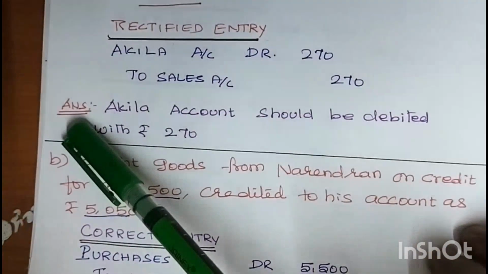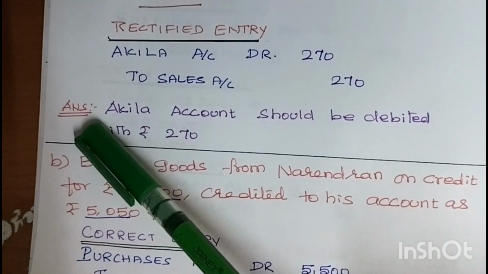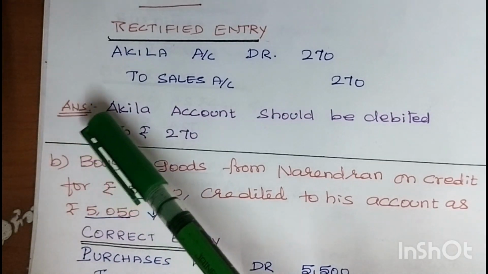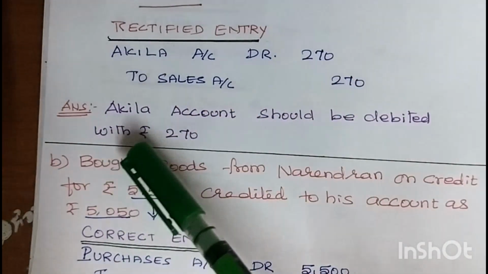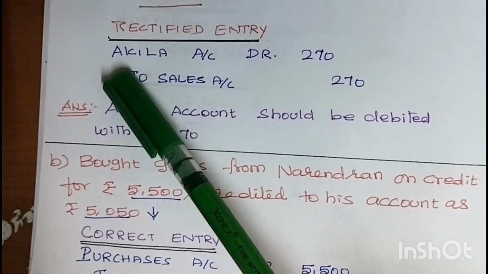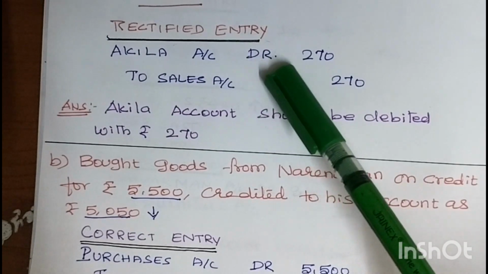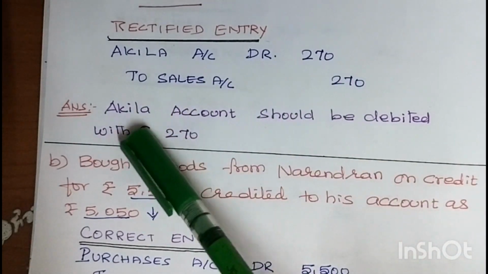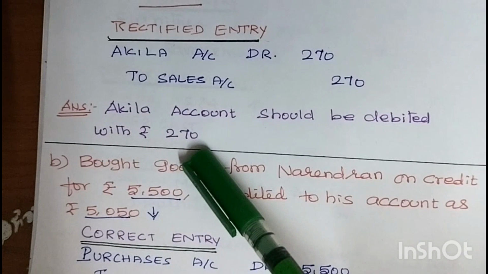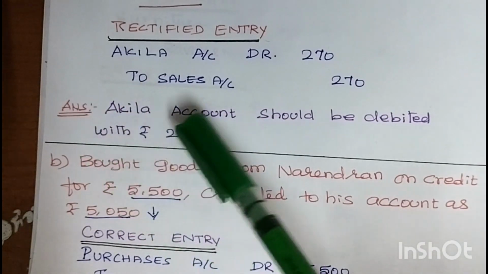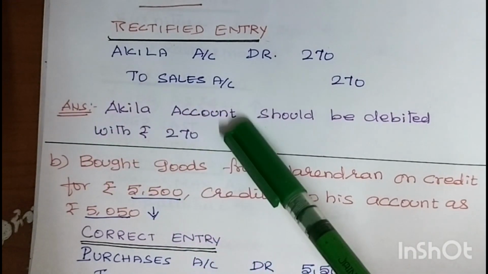So you have to give the answer as the statement form or explanatory note. Akila account should be debited with rupees 270. Listen the rectified entry. Akila account should be debited with rupees how much? 270. Akila account should be debited with rupees 270. This is the answer. The statement form is the answer.